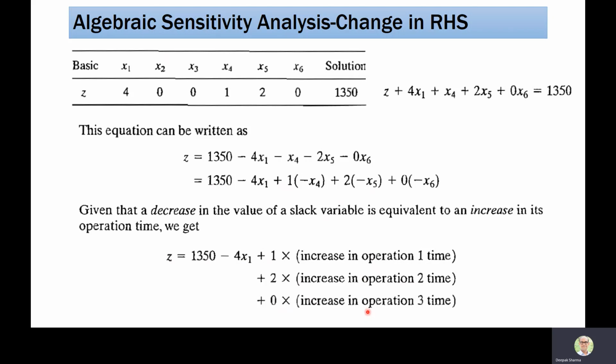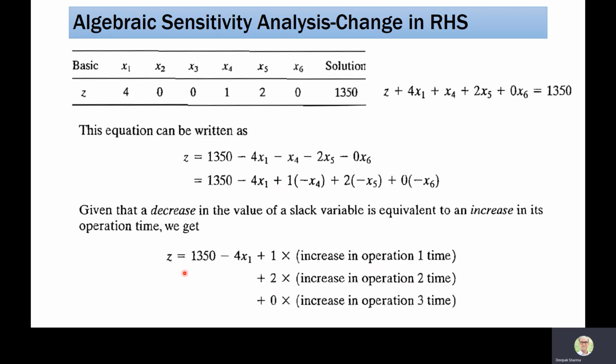Now this helps me understand how, when we change the right hand side of the constraint, we can find the dual price of that particular constraint. And what is the dual price? The dual price is the difference of Z new minus Z optimal divided by the change in the right hand side of the constraint.